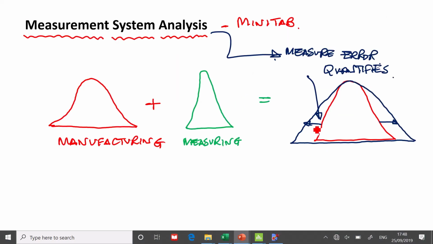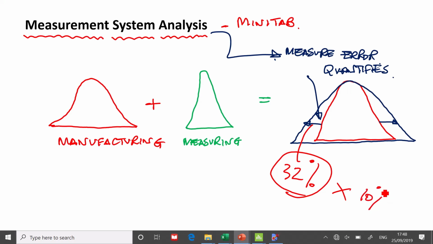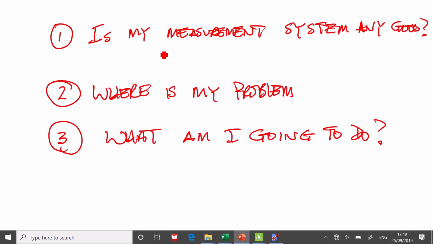So this is telling me, I think it said 32%. That component right there, 32%, that is unacceptable. Normally, we want to get this thing down to 10%. Yeah, so 32%, it's being inflated by 32%. So there's question number one. The first question was, is my measurement system any good?